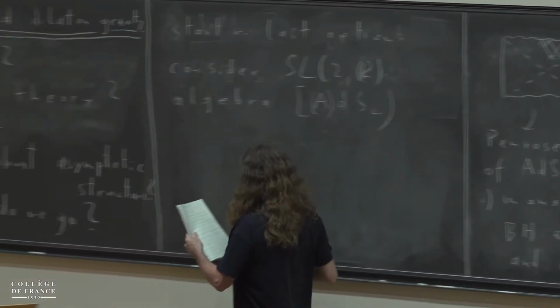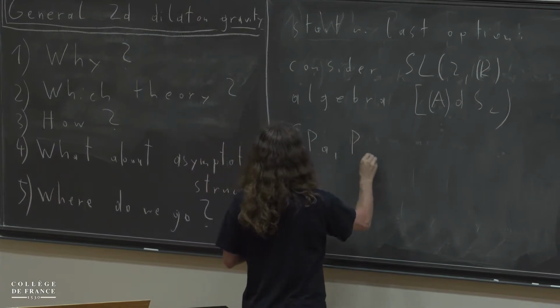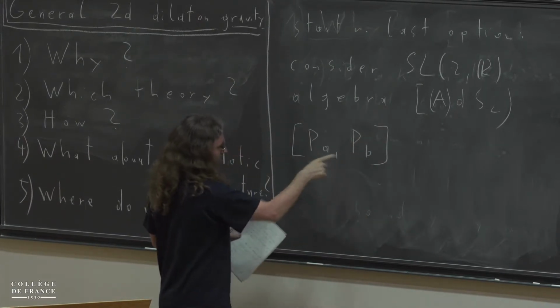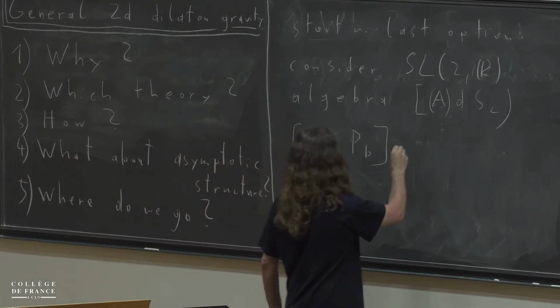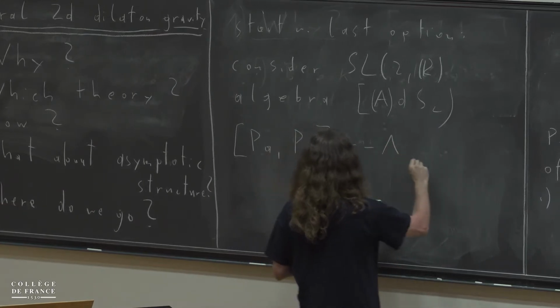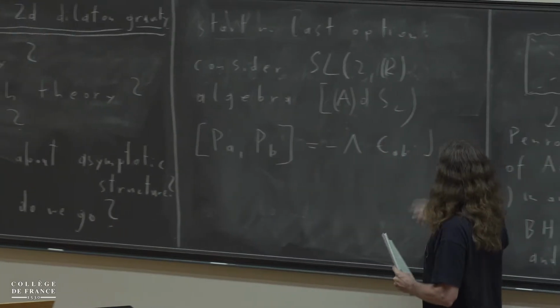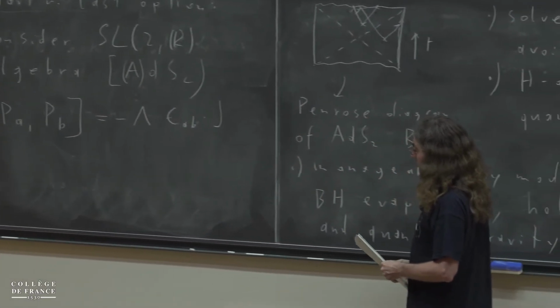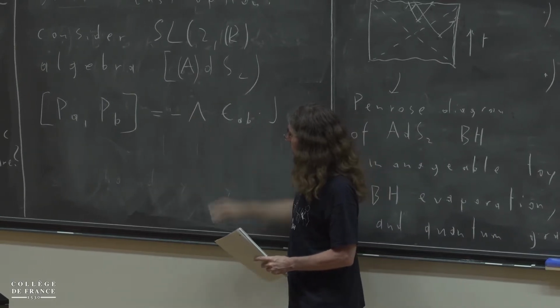Okay, so what is the SL2 algebra in a convenient basis? P_A are the translation generators, and in flat space they would commute, but in de Sitter, anti de Sitter, they commute into a cosmological constant term, so they don't commute. Instead, they give a generator of boosts on the right-hand side. This is, again, the epsilon symbol, and this is the cosmological constant.